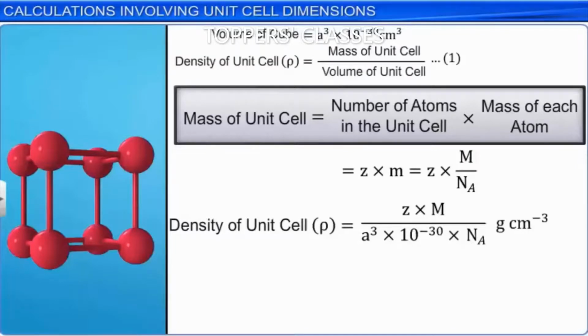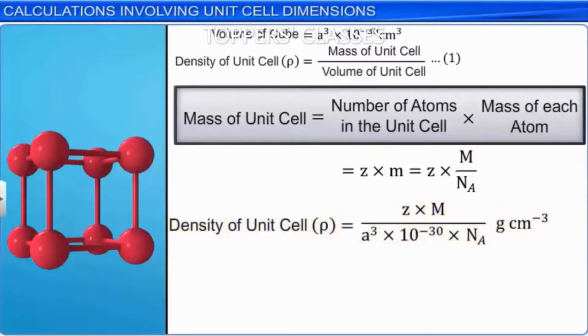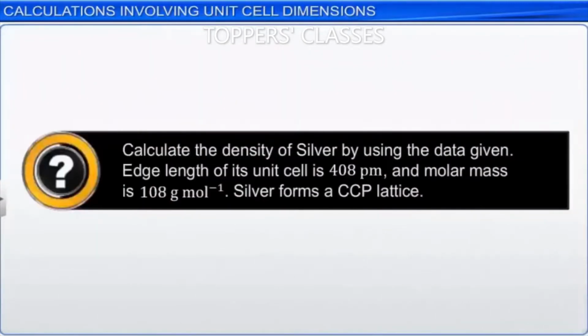Let's work out a problem based on this concept. Calculate the density of silver by using the data given. The edge length of its unit cell is 408 picometers and molar mass is 108 grams per mole. Silver forms a CCP lattice.